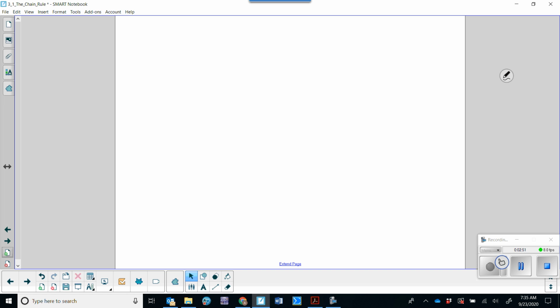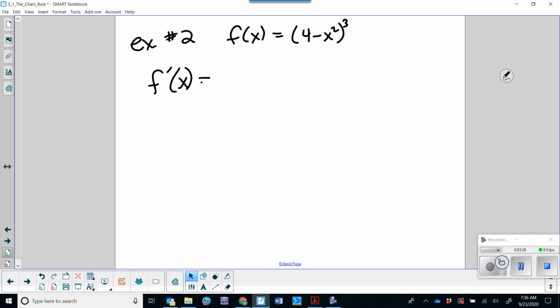Example 2 says to find f prime, given that we have f of x equals 4 minus x squared, cubed. Prior to the chain rule, the only way you would have been able to do this is to multiply 4 minus x squared times 4 minus x squared times 4 minus x squared and get a binomial, which we don't want to do. So luckily now we have the chain rule. Remember your notation: always write that I'm doing f prime of x.